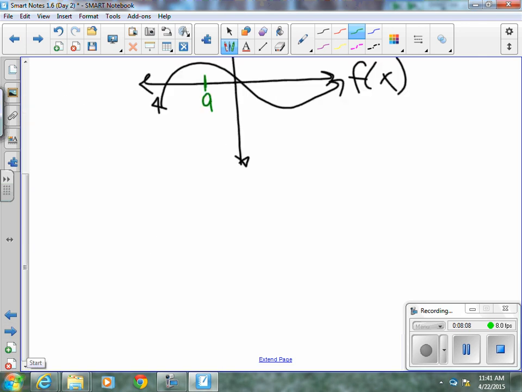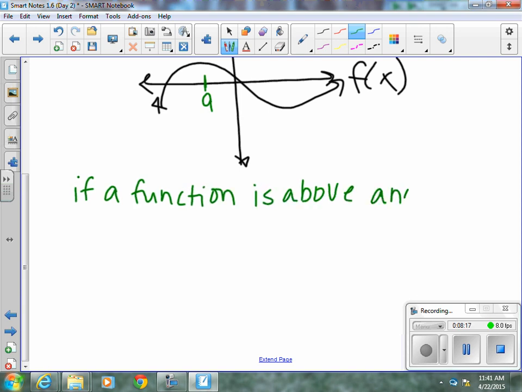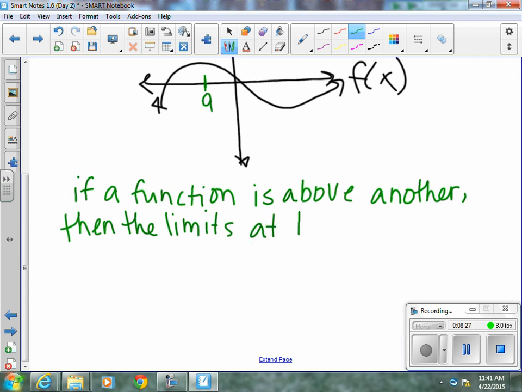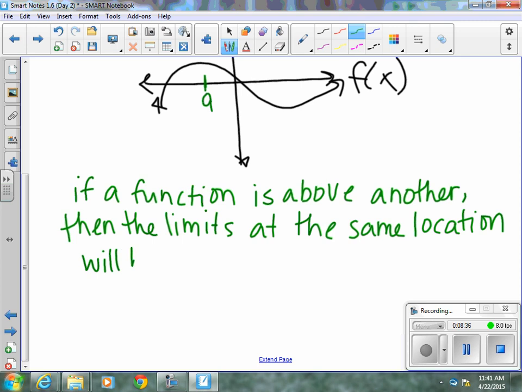In words that you can write, if a function is above another, then the limit at the same location will have the same relationship.